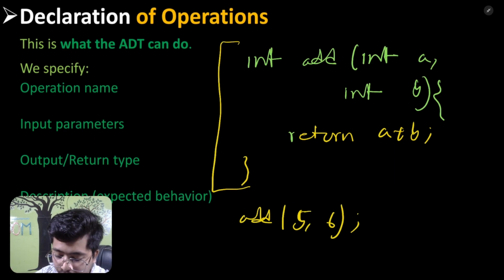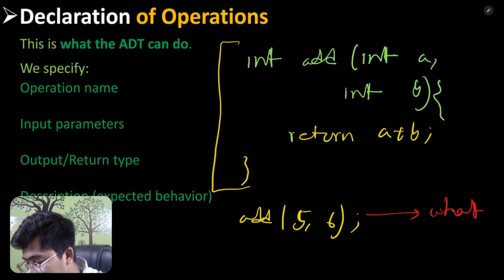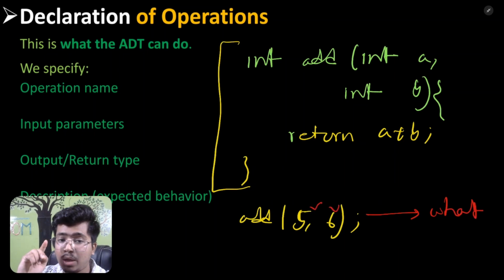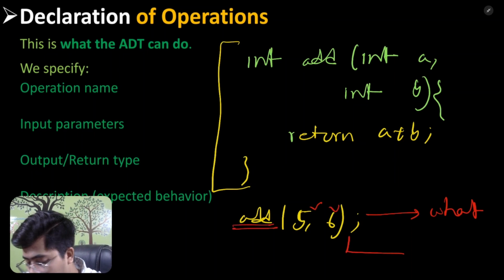Notice the what factor here. What we are passing here is the data, the 5 and 6, that is one. And what operation are we performing? The addition operation. So addition is the operation. We are passing what data and what operations.